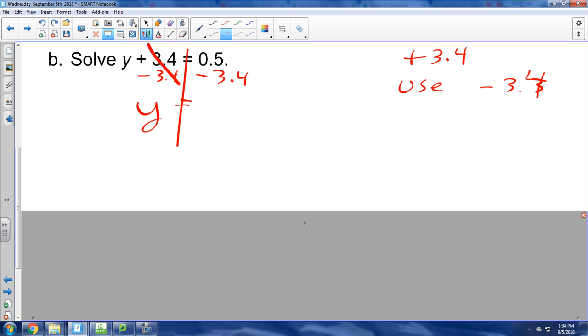We subtract and we keep the sign of the higher number. Is this going to go negative or not? Is it going to go negative or not in the end? Yes. It's going to go negative because the negative 3.4 is so big, it's going to make it go negative. Okay? So we got 3.4, and we want to take away 0.5.